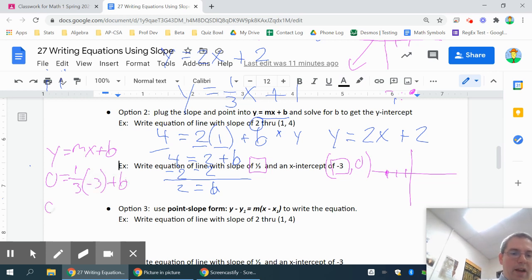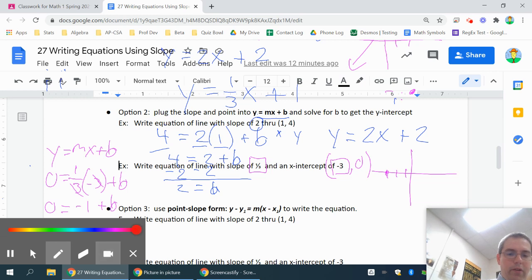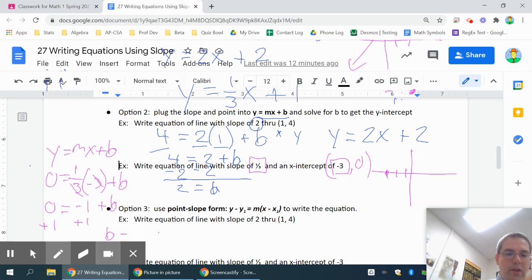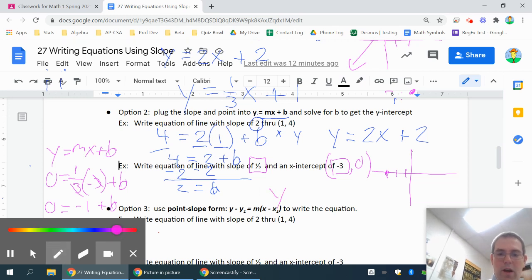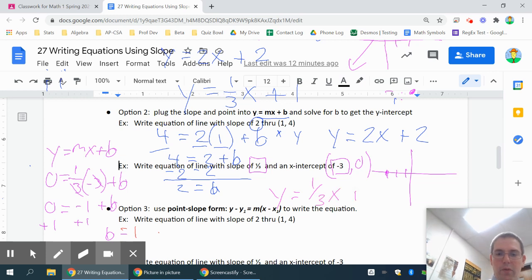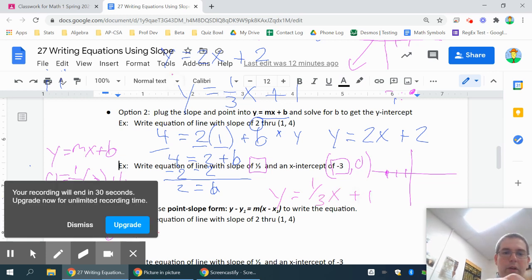When I simplify, I have 0 equals, the 3's cancel since one's on top, one's on the bottom, so that's a -1 plus b. And then I add 1 to both sides, and I get b equals 1. So you notice you're getting the same answer either way. And y equals, the 1/3 goes in front of the x, and then a plus 1 on the end. The same answer we had when we did the graph is what we get when we do it this way.